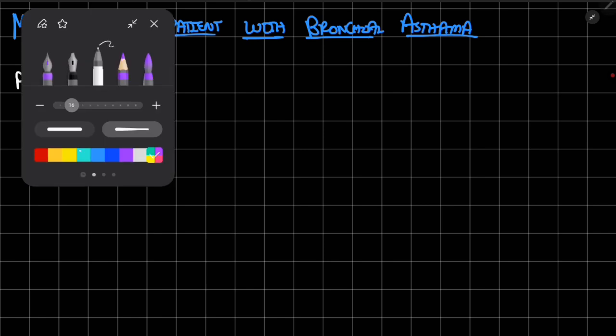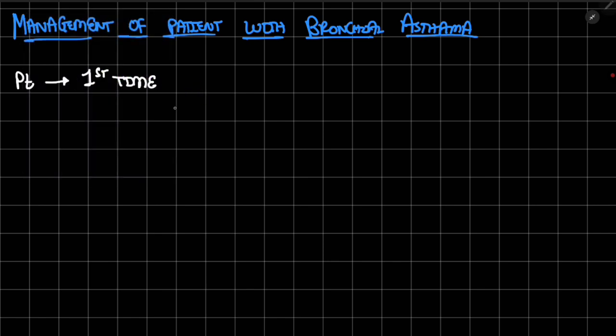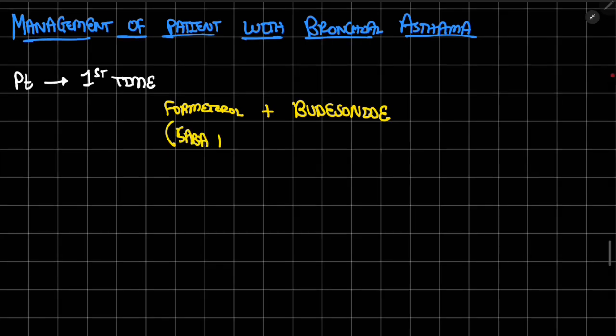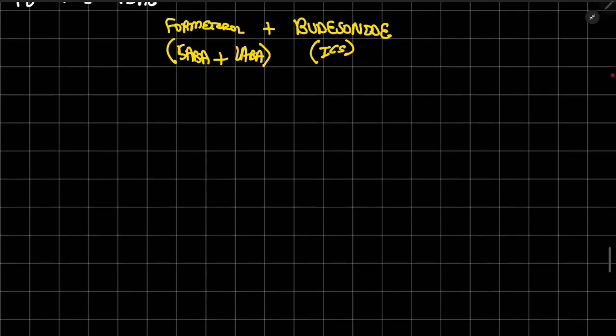Now if the patient is coming first to a clinic for an acute attack, what will we give? According to the GINA guidelines, for a first-time attack we give formoterol plus budesonide. And what are the classes of these drugs? Formoterol is SABA plus LABA, and budesonide is an inhalational corticosteroid. So first time if the patient comes to your clinic with an acute attack, we give formoterol and budesonide.